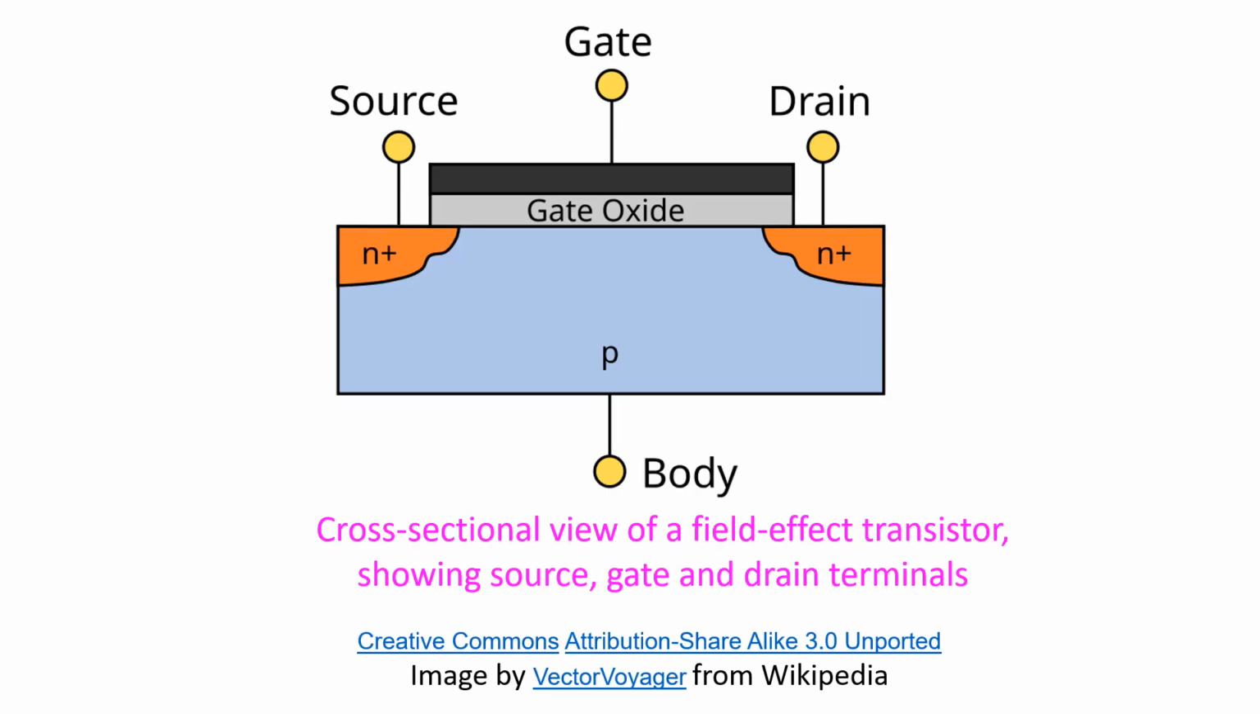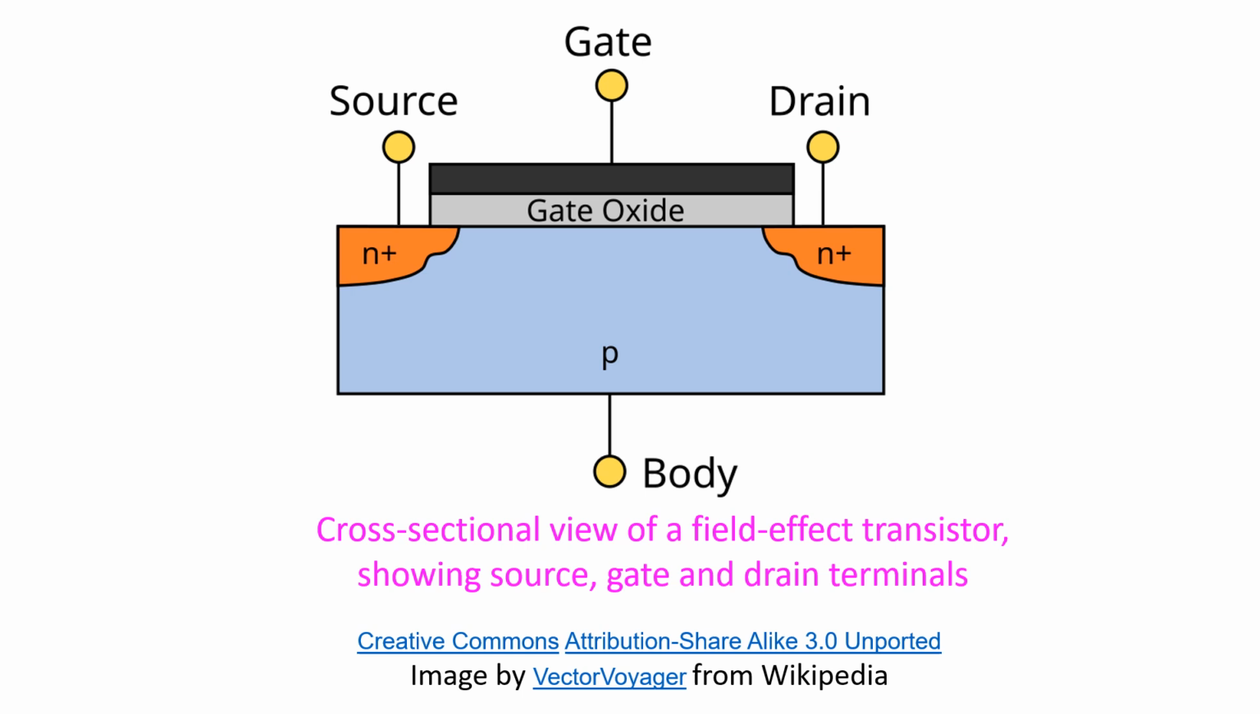FET is also sometimes called a unipolar transistor, as they have only a single type of charge carriers. They can be N-channel or P-channel depending on the type of semiconductor used. They are named as field effect transistors as they use an electric field to control the current. Two types of FETs are the junction FET or JFET and metal oxide semiconductor FET or MOSFET. Voltage applied to the gate terminal controls the conductivity between the drain and source.